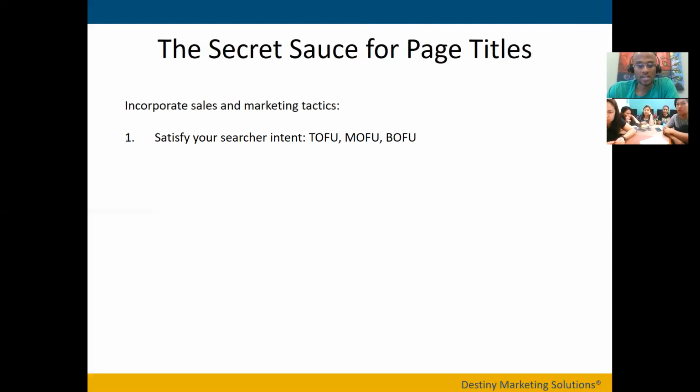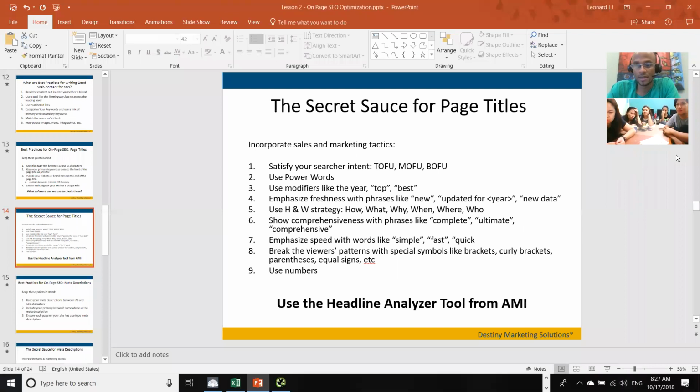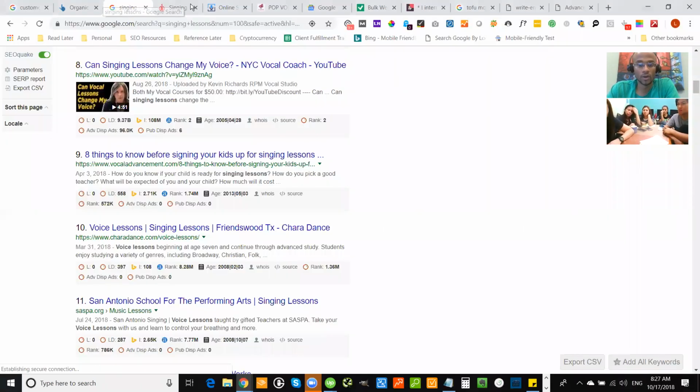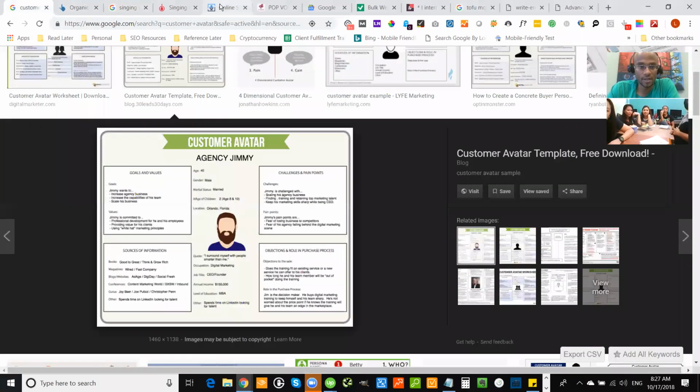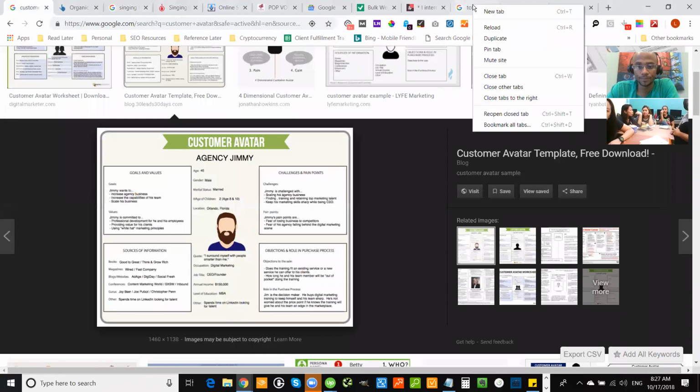Again, you want to satisfy your searcher intent. So you have tofu, mofu, and bofu, which stand for top of funnel, middle of funnel, and bottom of funnel. I won't get into too much detail about that here. I'll share a really good guide on that as part of one of your homework assignments. But let's see, I had it up here. Here we go.